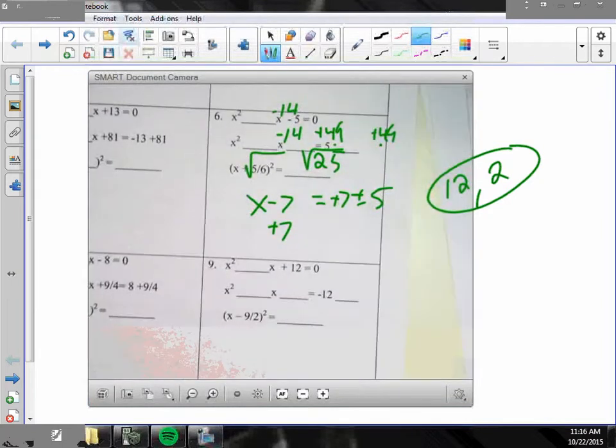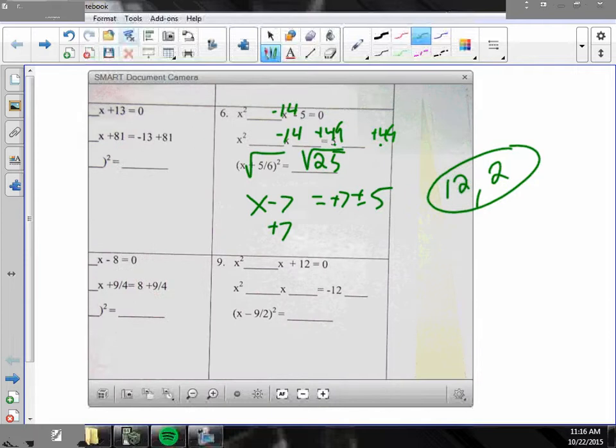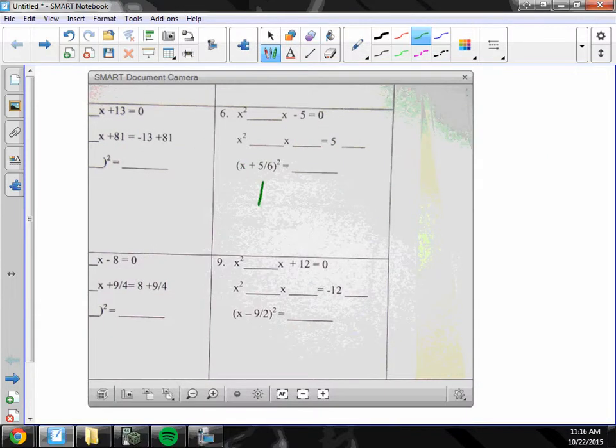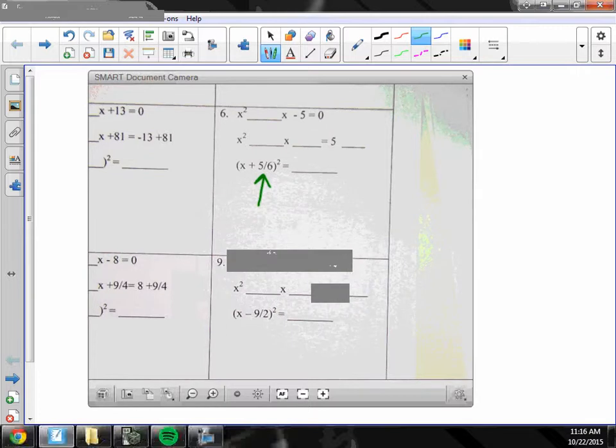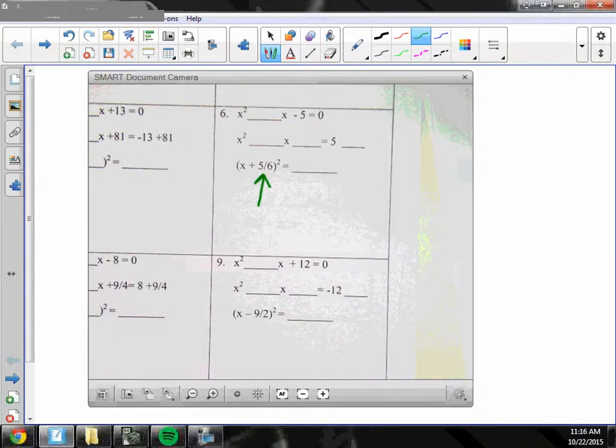This is a little bit tricky, but just remember the pattern. We have been told the factor. So if the factor is 5 over 6, the middle term must be twice that big. So what number do you cut in half to get 5 over 6? 5 over 3.